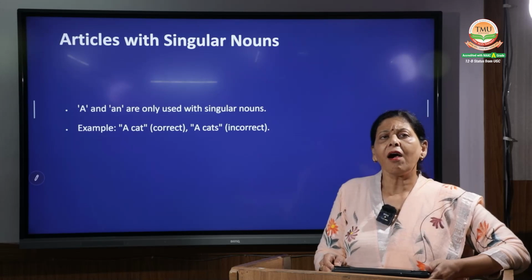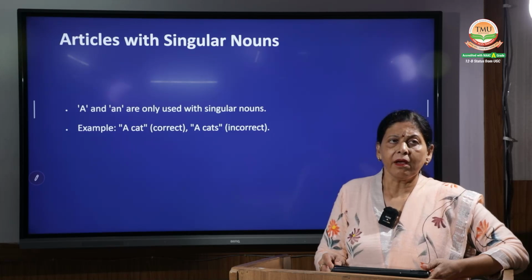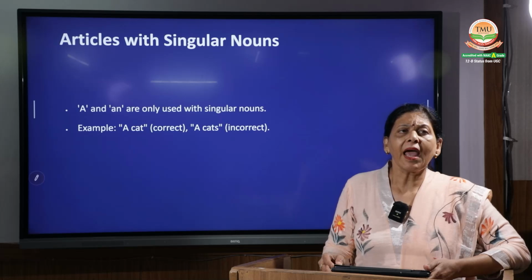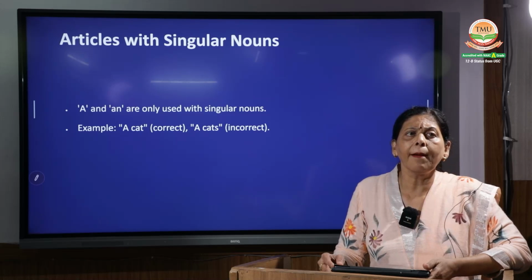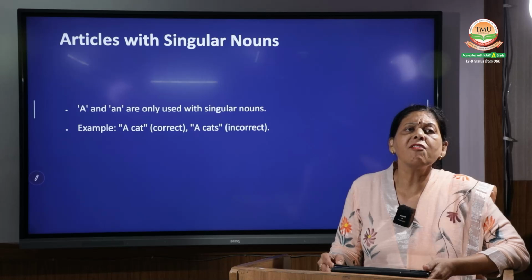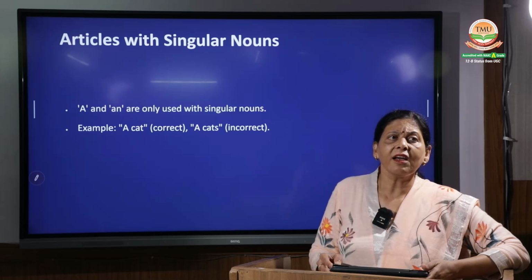Then there are some other words also, like MP. MP starts with M and P, but the M sound is "em", a vowel sound. So we place an in front of such a word. So there are many words like that.